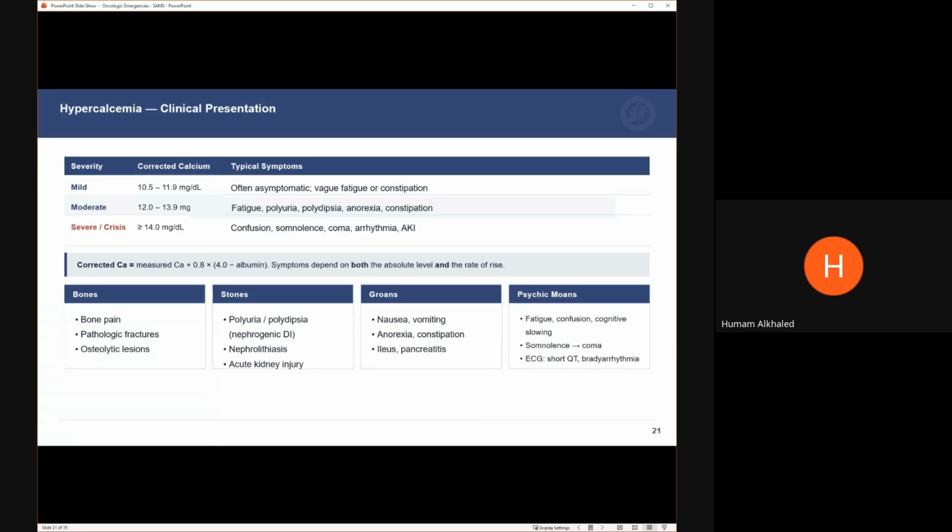abnormal areas on imaging that we see like MRIs or CT sometimes. Stones: too much urination and thirst, kidney stones and kidney injuries. Groans: these are your GI symptoms like nausea, vomiting. And psychic moans: this is the confusion, the slow thinking, the drowsiness that comes with hypercalcemia.